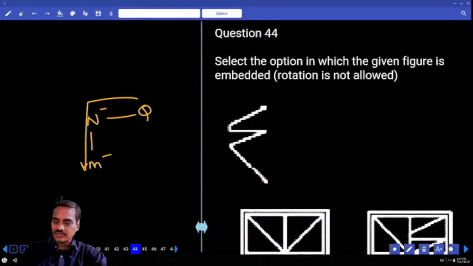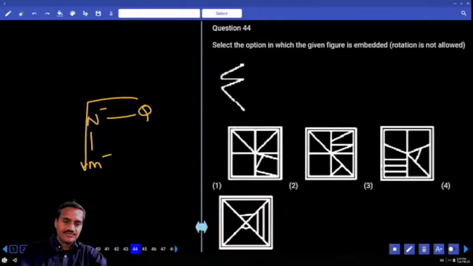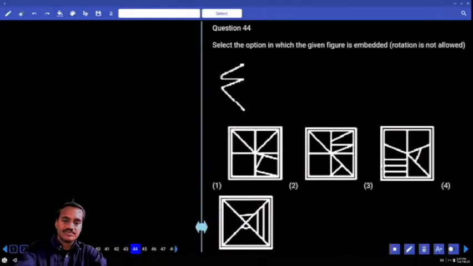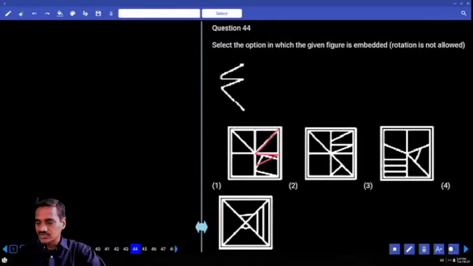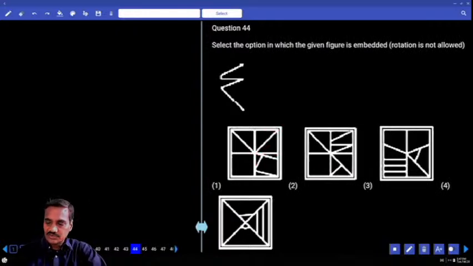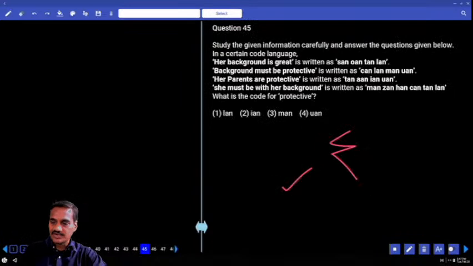Then 44. Now in this 44 we need to find out the embedded figure. Where does the embedded figure come here? Now starting from here, where can we write? Can we write it like this? Now this. And from here there is no slant line, this is ruled out. Then coming to the next one, 1, 2, this is the slant line. From here, this is another slant. Hence choice 2 is the embedded 44.